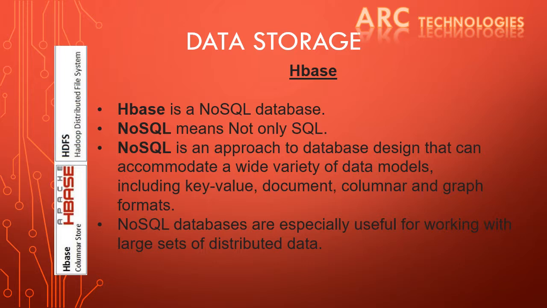So what do all these key value, document, columnar, and graph formats mean? People who know RDBMS would understand that in RDBMS, the entire data has to be in relational tables, and all the tables have to have some relations amongst themselves. But that does not happen in a NoSQL database. In a NoSQL database, you can store data in a columnar format or in a graphical format, and data relates to one another via the mapping of graphs.